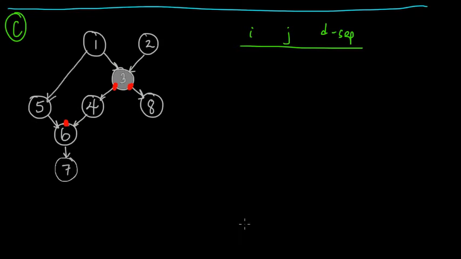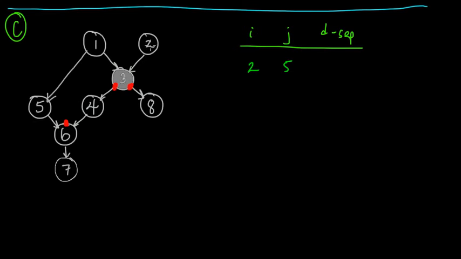So let's see what happens here. Let's look at some pairs that might be interesting. Let's look at 2 and 5. Are 2 and 5 d-separated given 3? In order to check if they're d-separated, remember we need to see if every path is blocked. Is every path from 2 to 5 blocked with respect to the conditioning set 3?